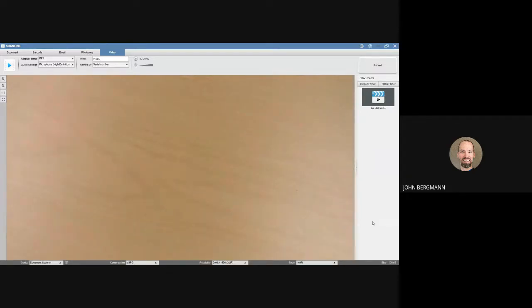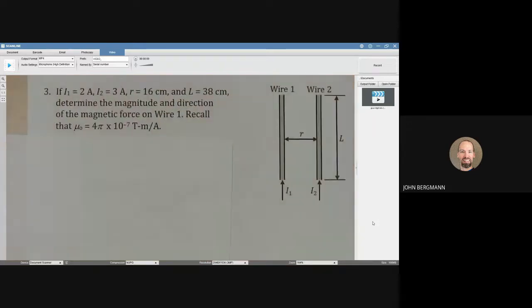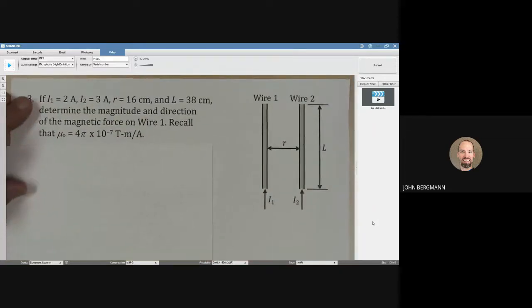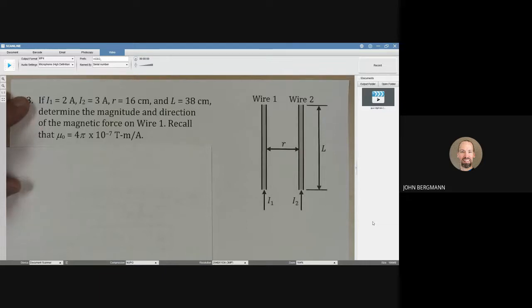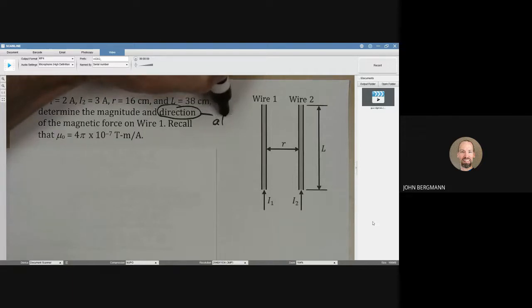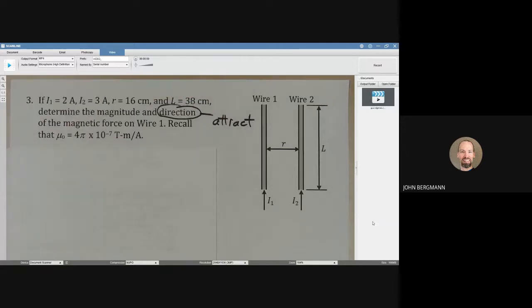All right, let's finish with a numerical example. Feel free to stop the video and do this on your own. I'm going to go through it extremely quickly. Here we have two wires. They're a certain distance apart. There's a certain length of the wire that we're dealing with, and we want to know what's the force between these two. First of all, is it attractive or repulsive? You can look at the diagram and you say, hey, they're both going in the same direction. That's going to be attractive for sure. End of story there.